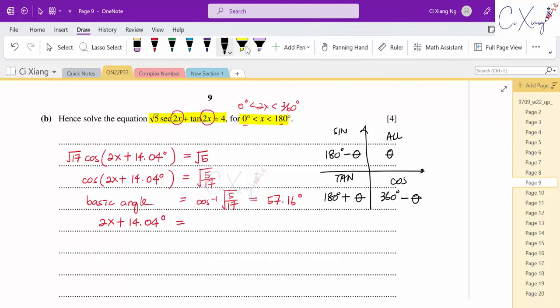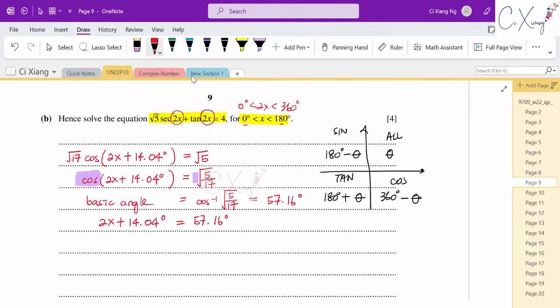And then before we look for the final answer, we are looking for the cos value which is positive. So we focus on the quadrant where cos is positive. In the first quadrant, is cos positive? Yes. So I want the answer from this quadrant. To get the answer from this quadrant, it is theta, which is the basic angle. So 57.16 will be my answer.